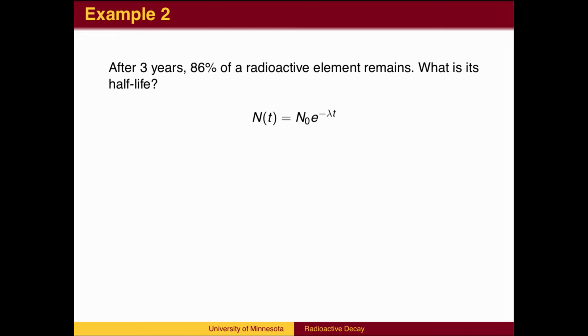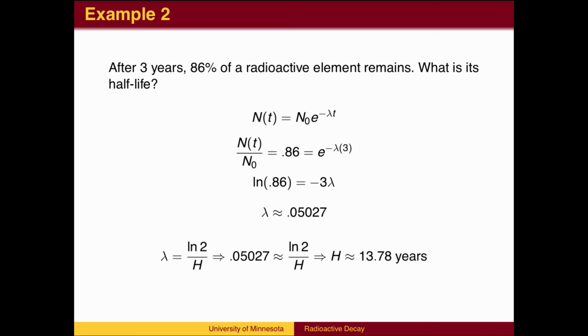Here's a second example. We know the fraction that remained after a given time and wish to find the half-life. Note that we were not given either the initial amount or the amount that remained. All we were given was the ratio of the two, which is all we need to know. Plugging in t equals 3, we can find the rate of decay lambda. We take the log of both sides and solve for lambda. Once we know lambda, we can use the half-life formula to find the half-life.